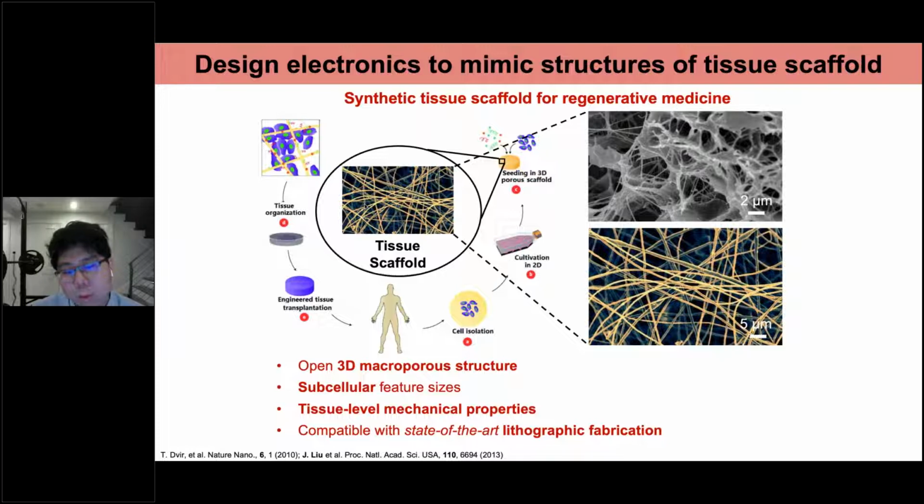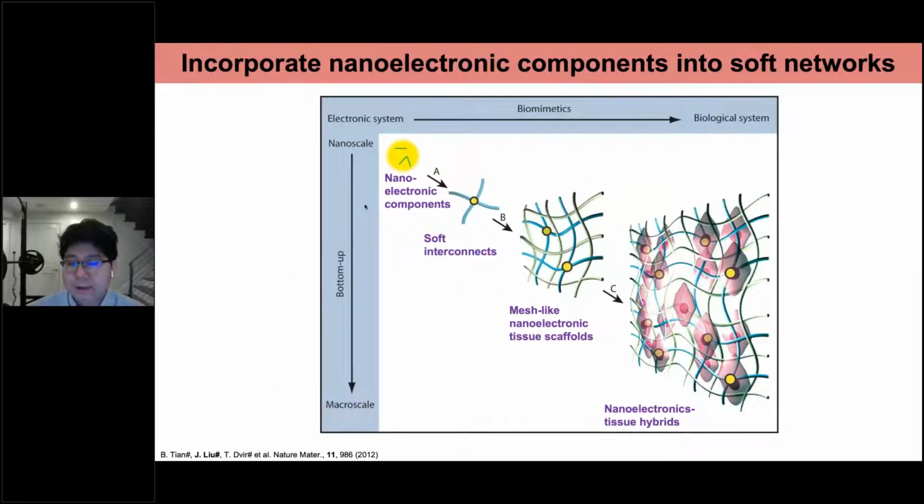So in the first part, we want to develop nanoelectronics to mimic this structure. We think the nanoelectronics should have this 3D microporous structure with subcellular feature size. And most importantly, they need to have tissue-level mechanical properties, like softness and flexibility. And in fact, all the nanoelectronics also need to be fabricated through photolithography or even nanolithography fabrication methods, so that we can leverage semiconductor industry level fabrication capability to highly integrate a large number of sensors and stimulators into those bioelectronics. So the idea is very simple.